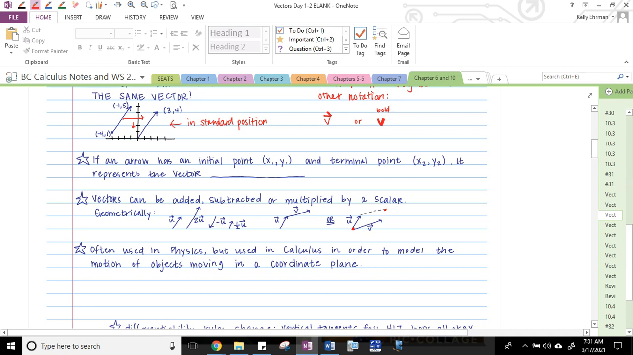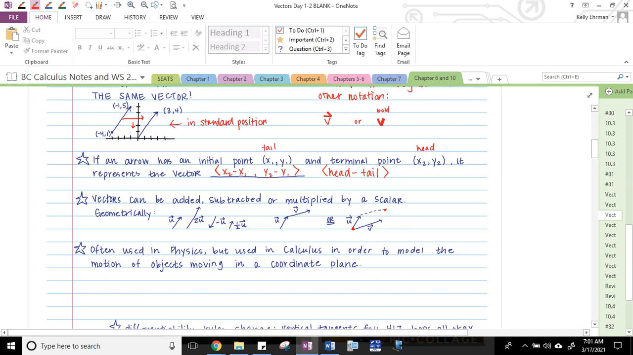If an arrow has an initial point x1, y1 and a terminal point x2, y2, so the initial point is the tail and the terminal point is the head, it represents the vector x2 minus x1, y2 minus y1. Order does matter here. It has to be head minus tail for the new vector.